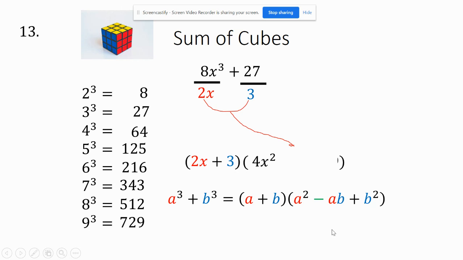So let's look at another one here. If I had 8x cubed plus 27, well, the cube root of 8x cubed is 2x, so I have a 2x, the cube root of 27 is 3, so this is 2x plus 3. Also 2x times 2x is 4x squared, 3 times 3 would be a 9, and then the 2x times 3, but I have to make it negative. The opposite is a minus 6x here. It's always the opposite of whatever that is right there.